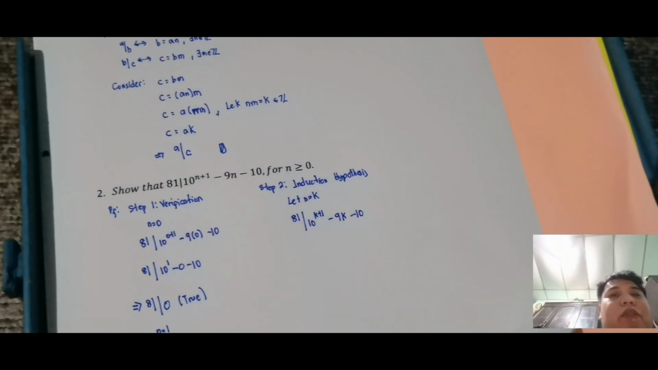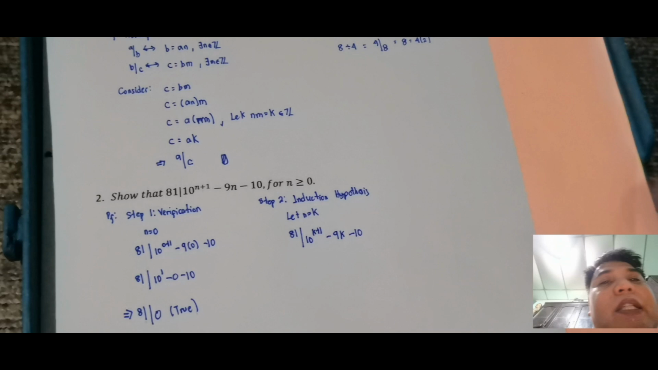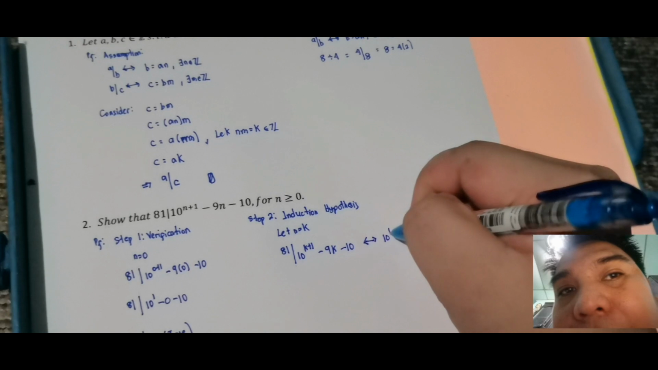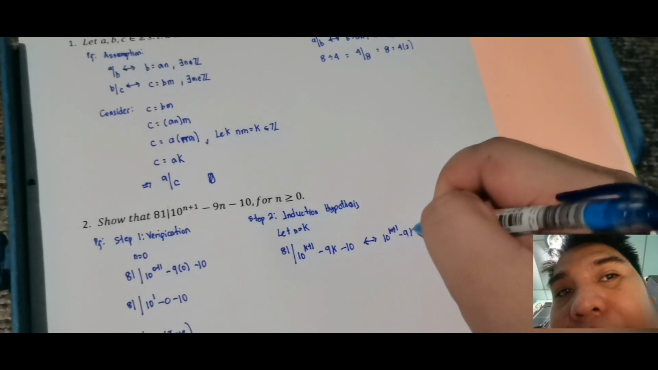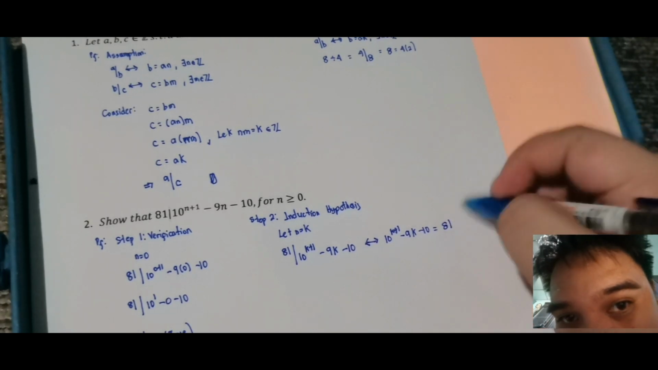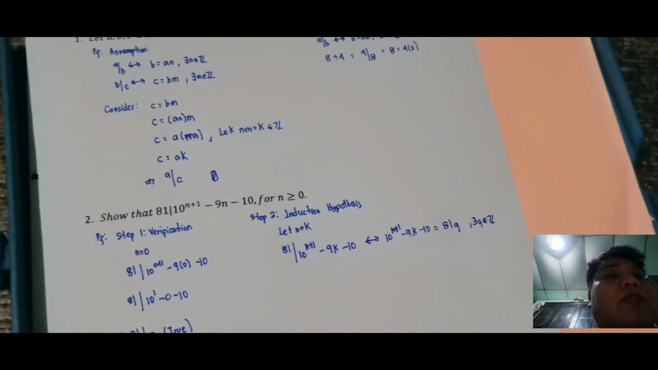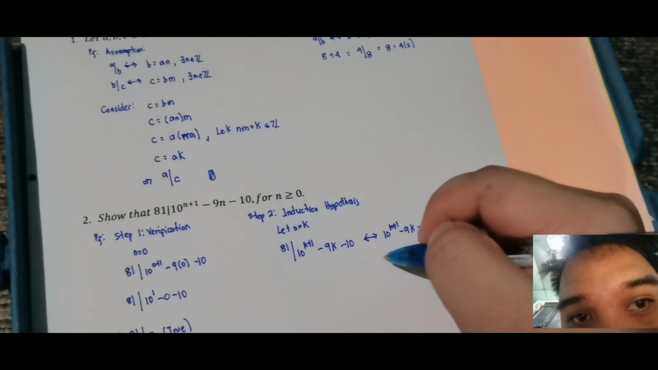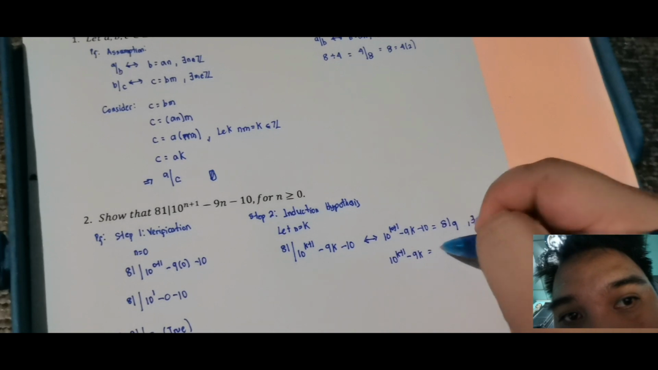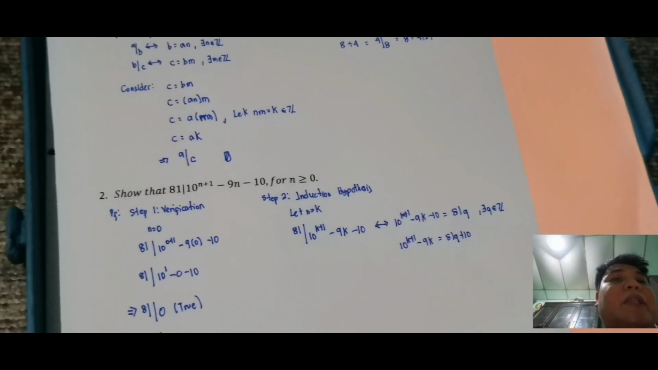Ngayon, gagamitin ko na yung idea ng divides, that is A divides B if and only if B is equal to Ak. So 81 divides yan something, so this is if and only if 10 raised to k plus 1 minus 9k minus 10 is equal to 81q, let's say q, for some q element ng integers. Tapos yung minus 10 na yun, lagay ko pa sa kabila. So this is 10 raised to k plus 1 minus 9k is equal to 81q plus 10. Okay, so gagamitin ko sa summary yan.